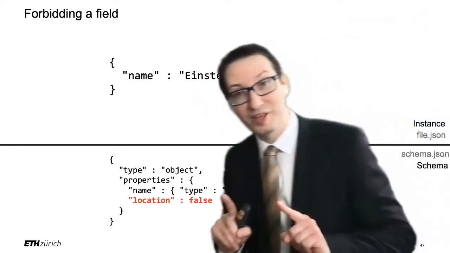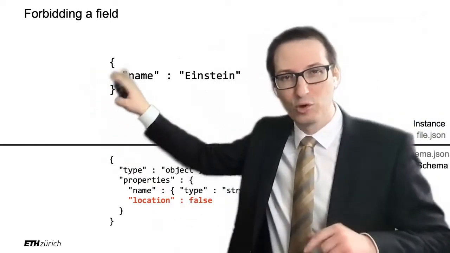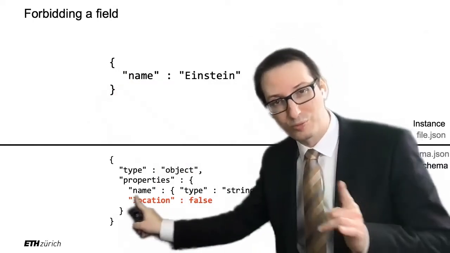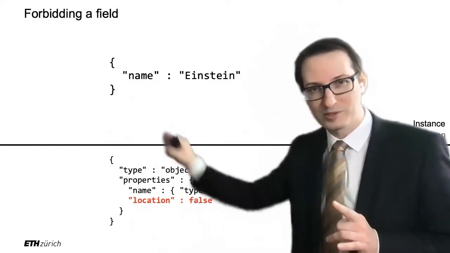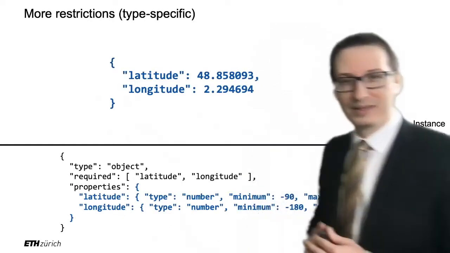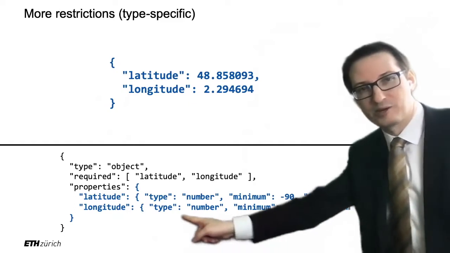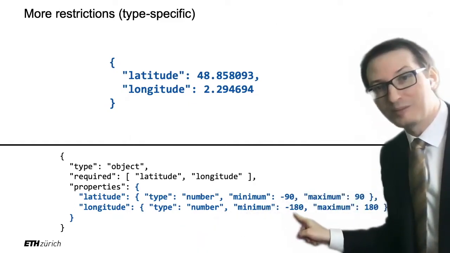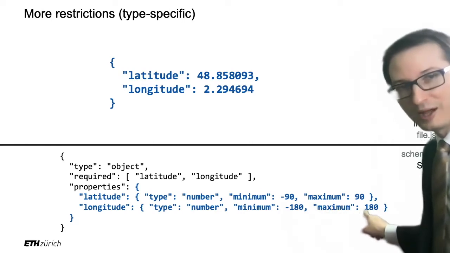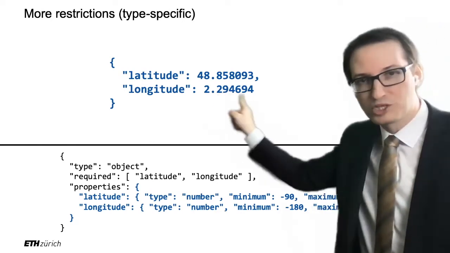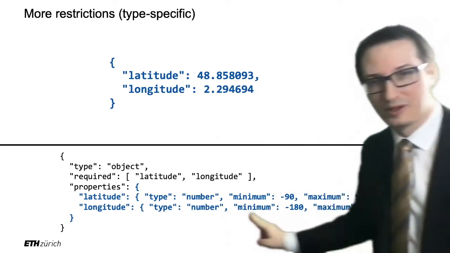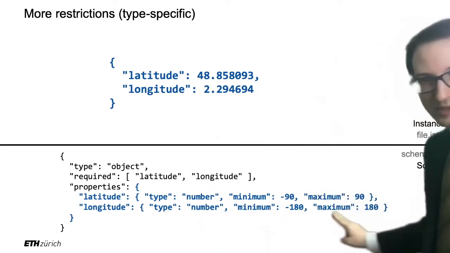You can forbid a field. You can basically say you can allow anything. You can have extra fields, but not location. So if you want to forbid location, you say location false, then it will make sure that it doesn't appear in there. All right. Then you also have more restrictions. You can say, okay, longitude must be at the very minimum minus 180 and at the very maximum 180. And then it's going to check that it's within the interval, right? So in essence, this is a subtype of number, right? That is in these bounds.